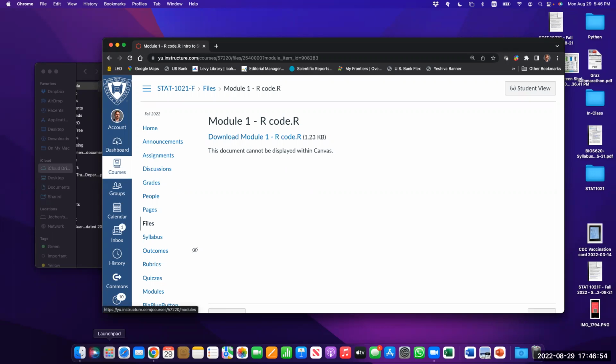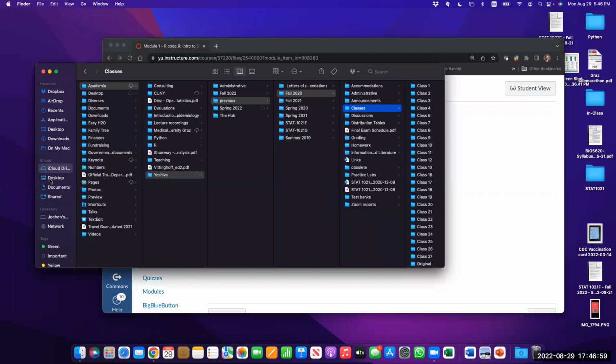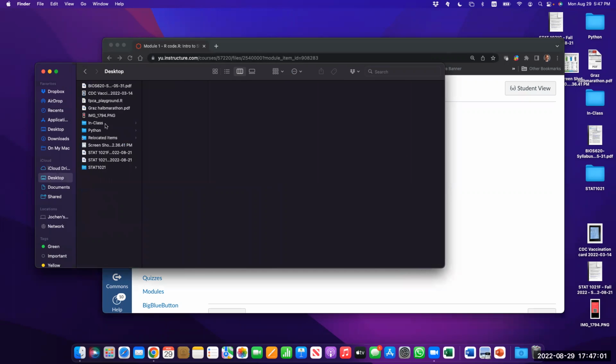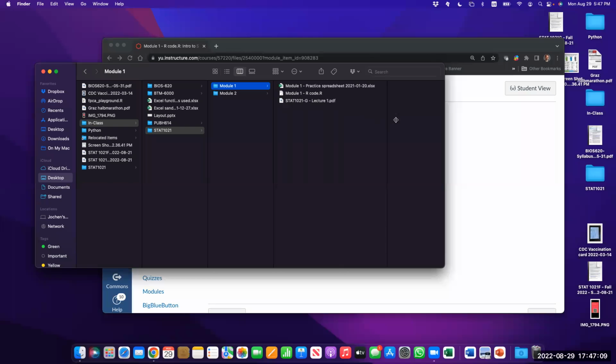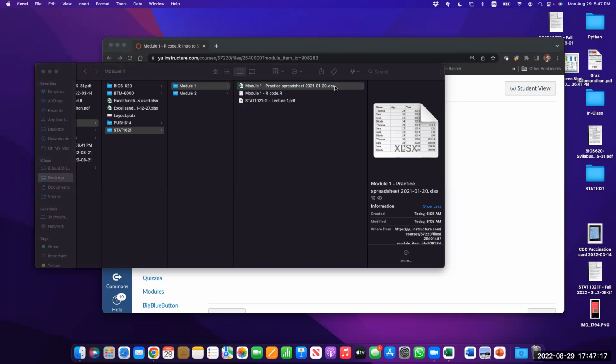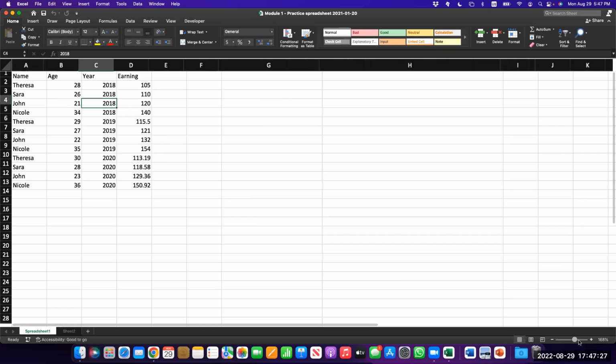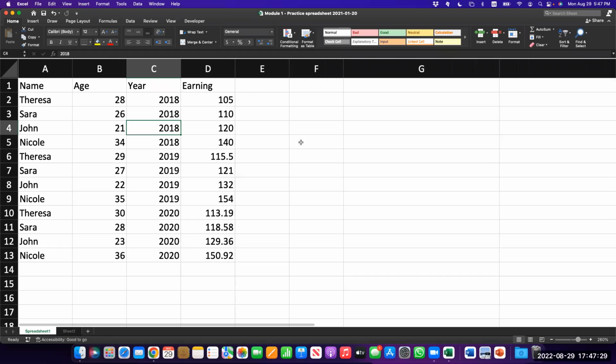Okay, so now from today's lecture, we have in our STAT1021 folder exactly these files. These are downloadable. We have this PDF I just showed you, and here a practice spreadsheet, which is an example that took me a long time to prepare. It's so simple, it took me 2.5 minutes. But essentially, what it shows you is a time series. It shows you time series data.